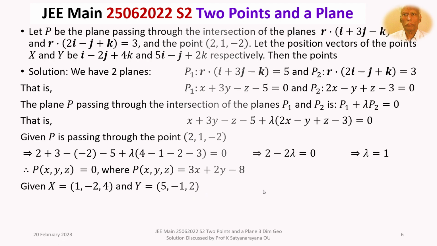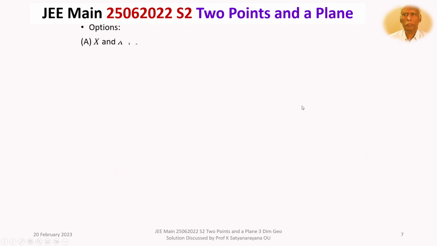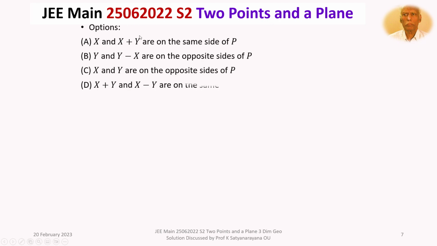We continue in the next slide. Let's look at our options. In our options, 2 points are given. In option A, X and X plus Y, where X is known, Y is known, so X plus Y is known, to decide whether it is on the same side or on the opposite side. And in a similar fashion, B, C and D are given, and the correct option we have to find out. That means, in essence, how to decide, given 2 points and a plane, whether they lie on the same side of P or on the opposite sides of P. That's the question.